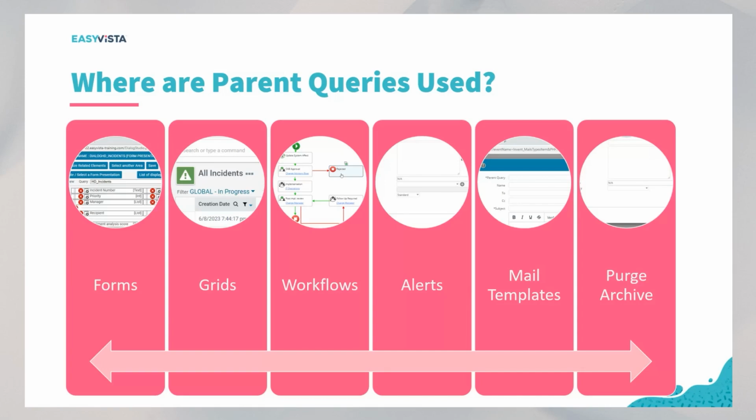All right. These are the areas within EasyVista that we see parent queries used. They're used on forms. They're used within grids. Workflows use parent queries, as well as alerts, mail templates, and purge archives. So again, you just have to be very careful when you add a table. Depending on the join or depending on what table you add, you could affect how many records are being pulled back by that parent query.